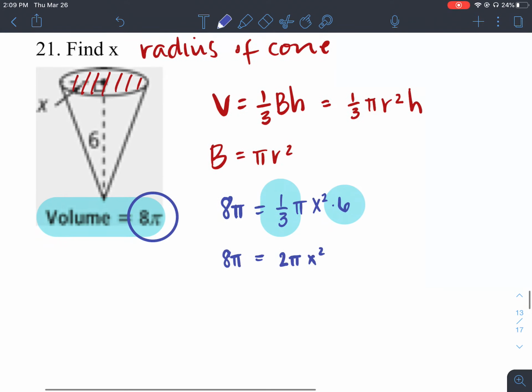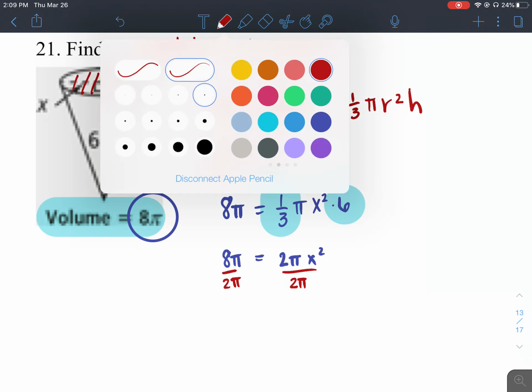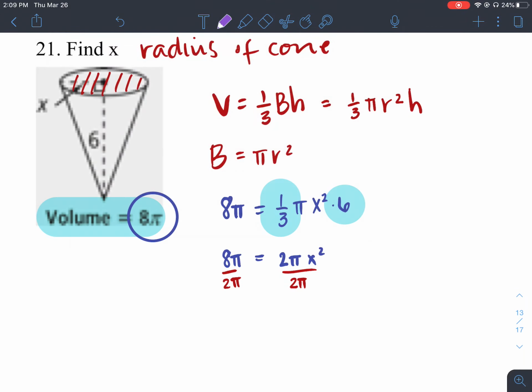So what I'm going to do is divide both sides by 2 pi. 2 pi is multiplying by x squared, so I want to divide both sides by 2 pi. And when I do that, there's a beautiful thing: both 2 pi's cancel on the right. The pi's on the left cancel, and then I'm left with just 8 divided by 2, or 4 equals x squared. So x is going to equal either positive or negative 2, but since x is representing a distance, a length, it's a radius, I can't have a negative radius, so we would say x is equal to 2.